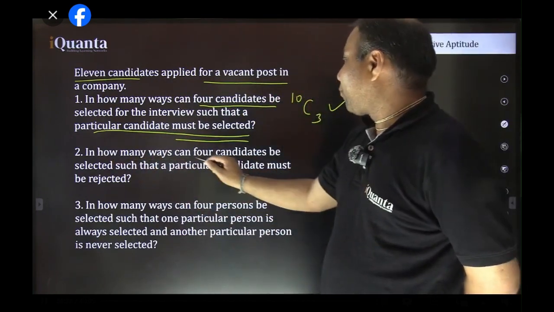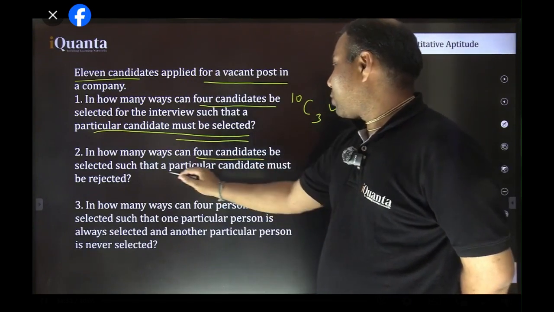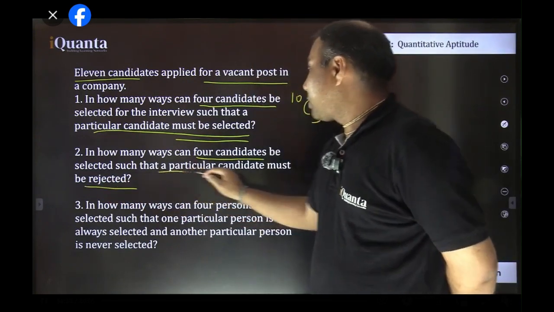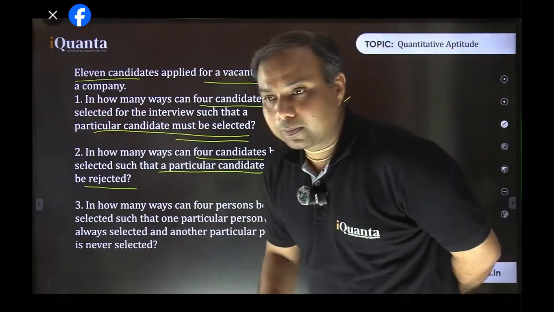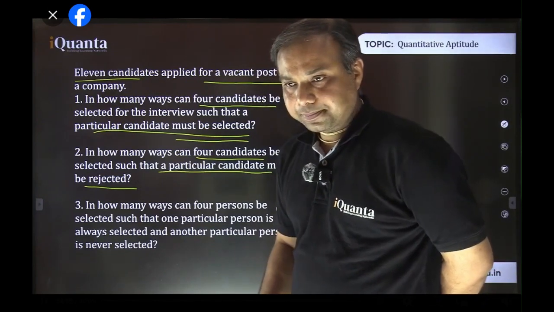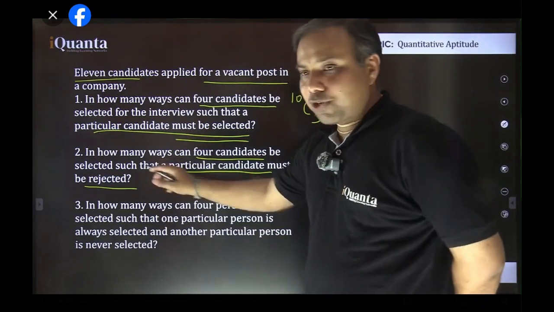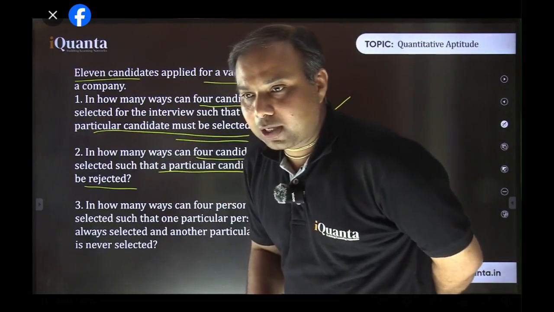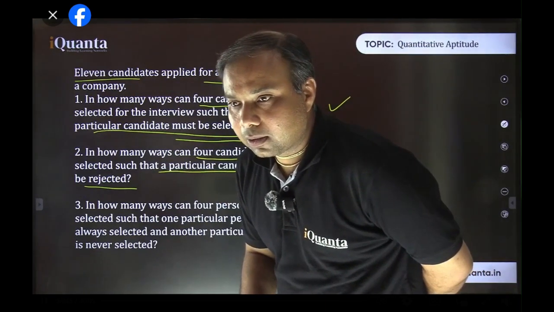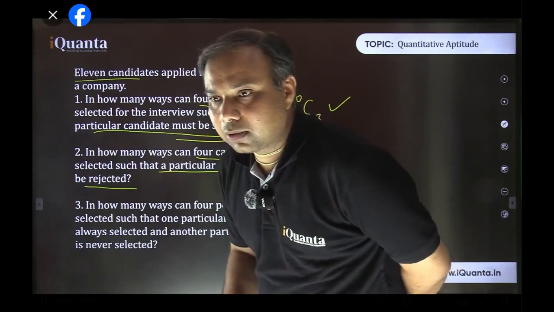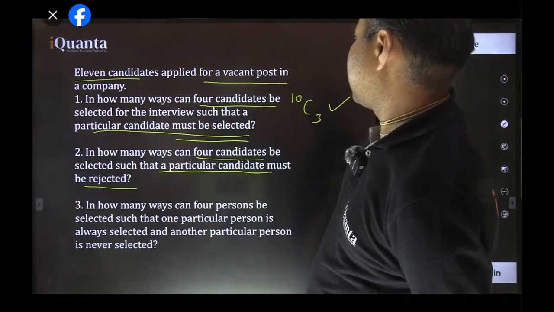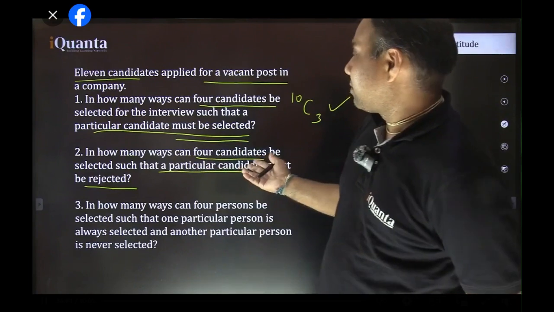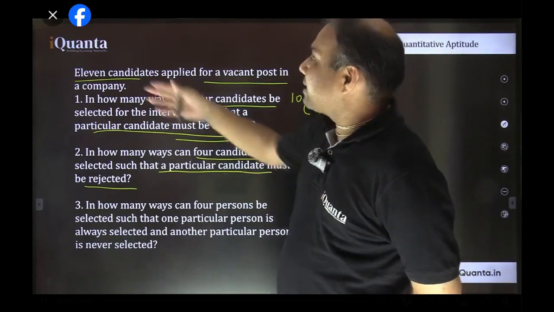In how many ways can 4 candidates be selected such that a particular candidate must be rejected? A particular candidate must be rejected. Answer now. Second question now. Yes, good Chintan. Ashar, ये क्या किया आपने 11C1? We have to select 4 candidates now, Ashar. We have to select 4 candidates, and 1 is rejected.